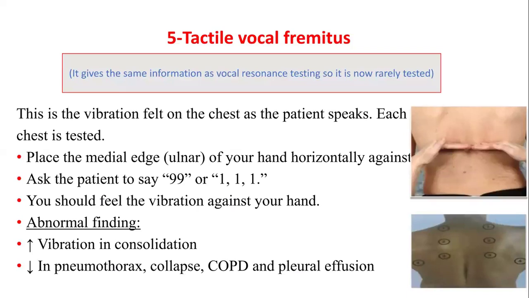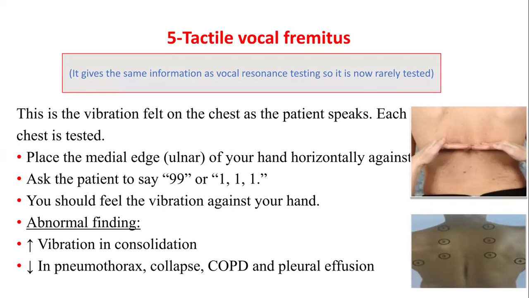You can also check for vocal fremitus. Okay, this is the vibration felt on the chest as the patient speaks. There should be some vibration felt on the chest as the patient speaks. Each side of the chest is tested. Place the ulnar edge of your hand horizontally against the patient, and ask the patient to say 99 repetitively. So you can tell them to say 99, 99. As they are saying 99, 99, you should feel the vibrations against your hand.